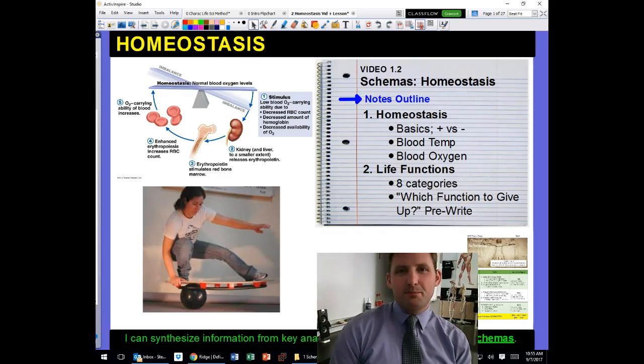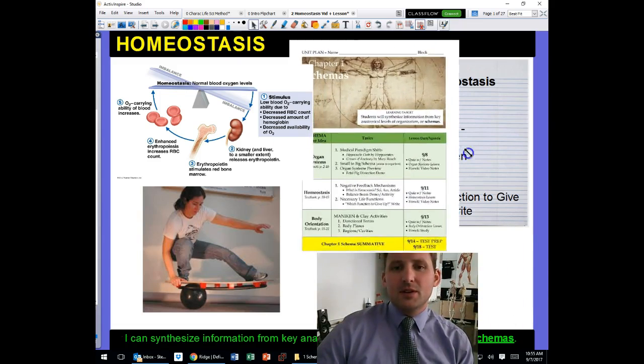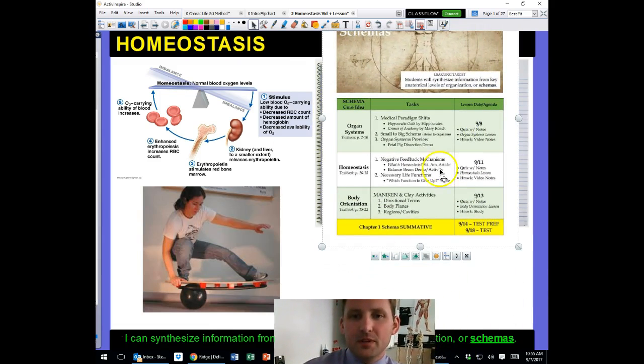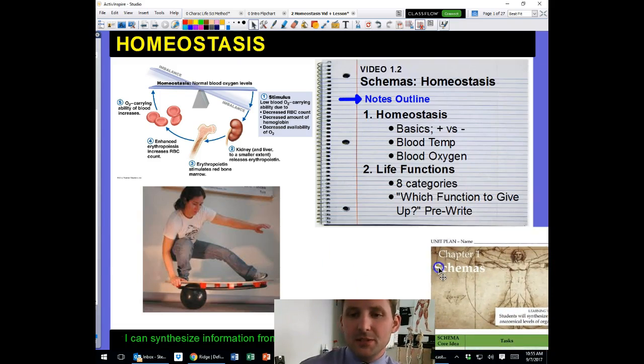Hey guys, we are back in video 2 talking about homeostasis. We talked last time about organ systems. So we mentioned organ systems with paradigm shifts, small to big schema, the organ systems. And now we're on this middle section. Class will be on Monday on this. That's the part of the textbook, if you want to go there, that covers what we're covering today. So we're talking about homeostasis.